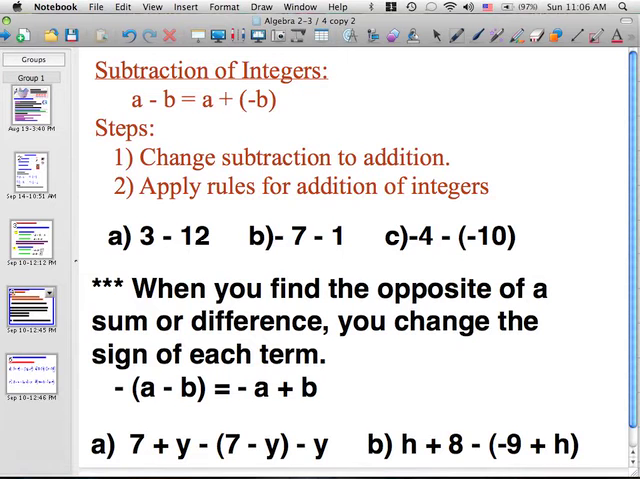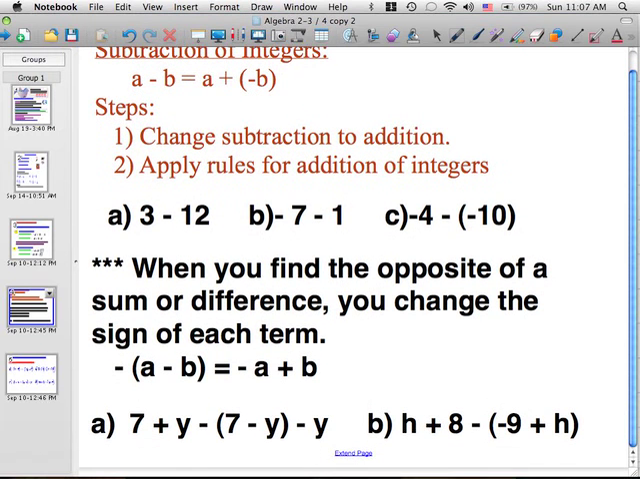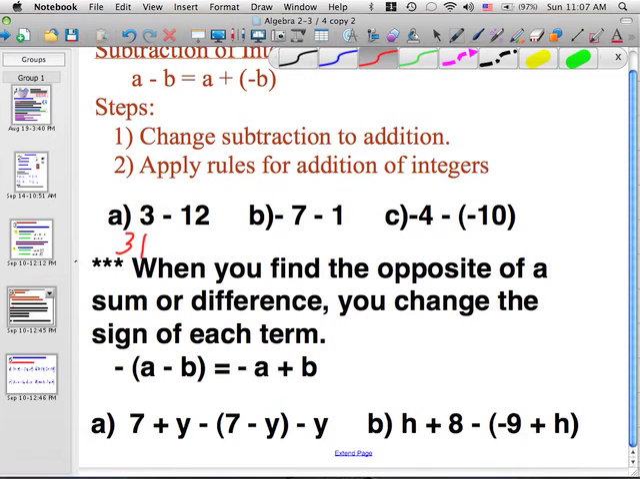When we subtract integers, we change subtraction to addition and do the opposite of the number that comes after the subtraction sign. And then we apply the rules for addition. So in these problems here, 3 minus 12 becomes 3 plus a -12, which comes out -9.